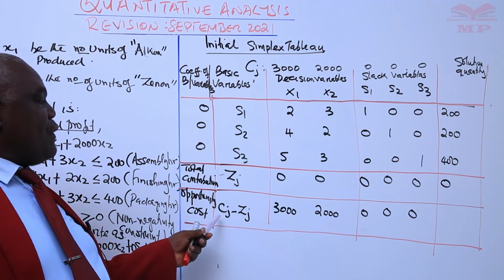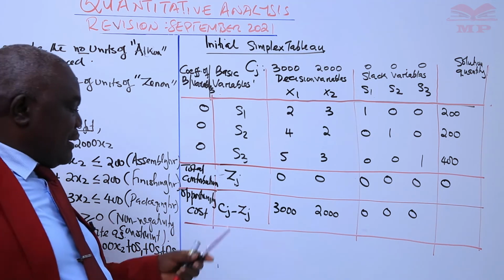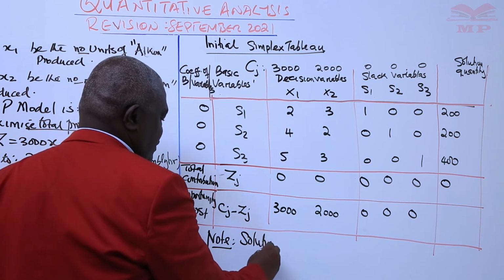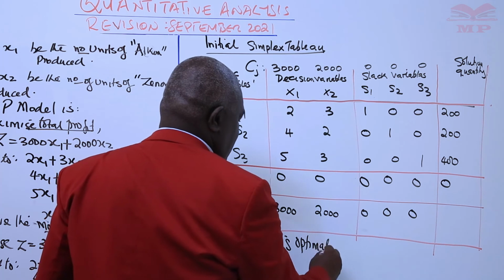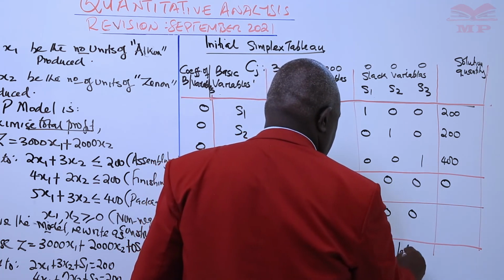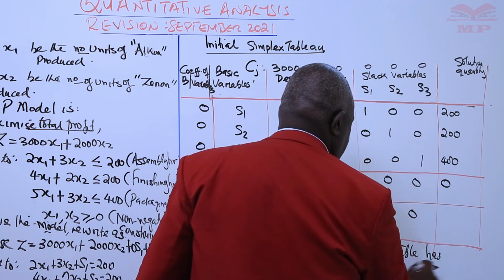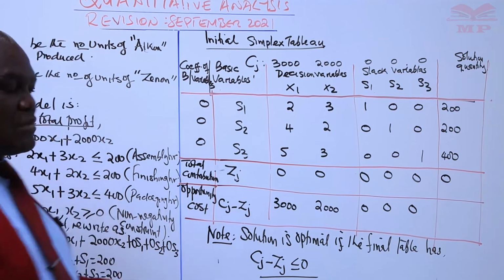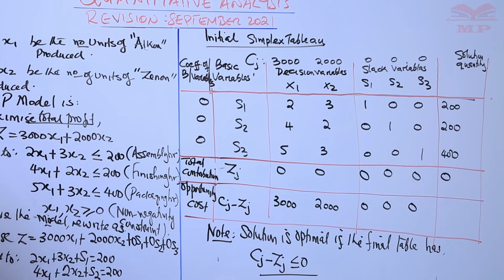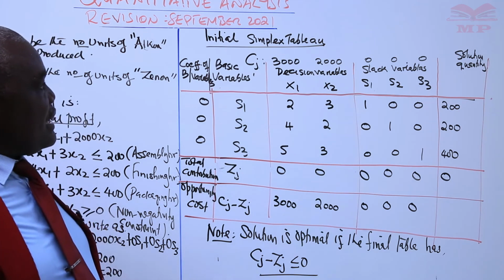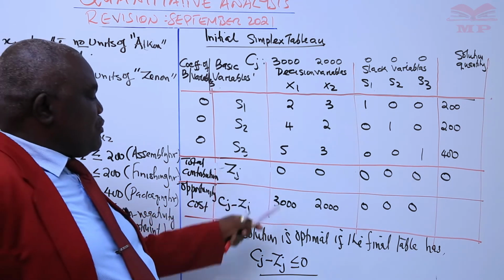What follows here is to test whether what we have here is optimal. Now, note: the solution is optimal if the final table has Cj minus Zj less than or equal to 0. That's the condition. Cj minus Zj less than or equal to 0. So, if we inspect here, we don't have the optimum solution.